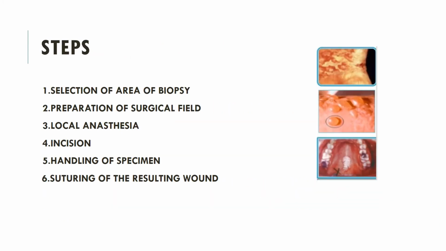Now, what are the steps of biopsy? First you're going to select the area. Next you're going to prepare the surgical field for the excision, the removal of the tissue. Then you're giving the local anesthesia. Then you're going to incise it. Then you're going to handle the specimen, which is the removal of the tissue for diagnosis, so you need to handle the specimen properly. And last is the suturing of the wound. Now you have made the incision, so you need to suture it. These are the steps for the biopsy, which I'm going to explain in depth, how the biopsy is actually done.